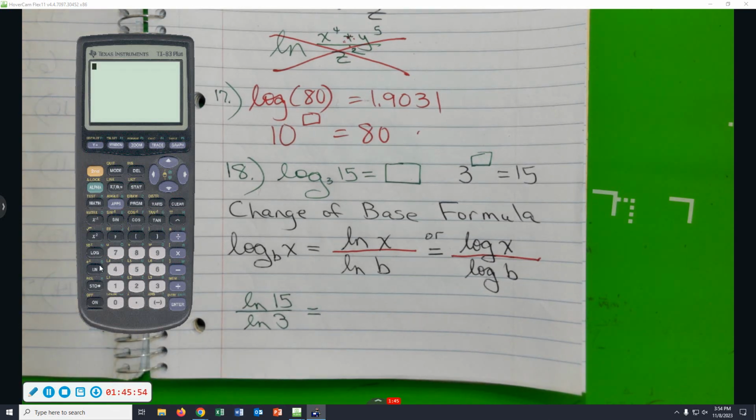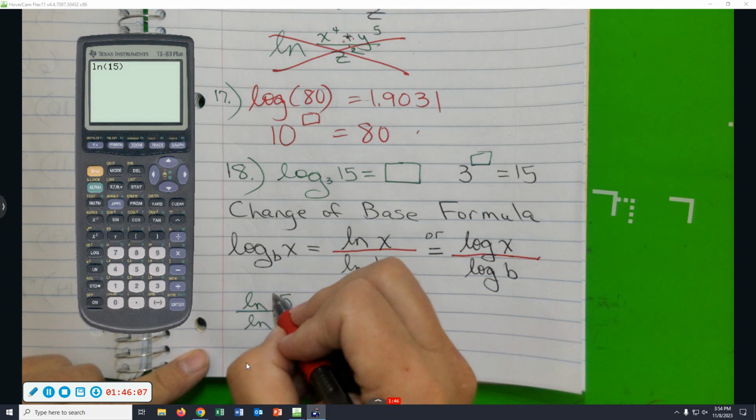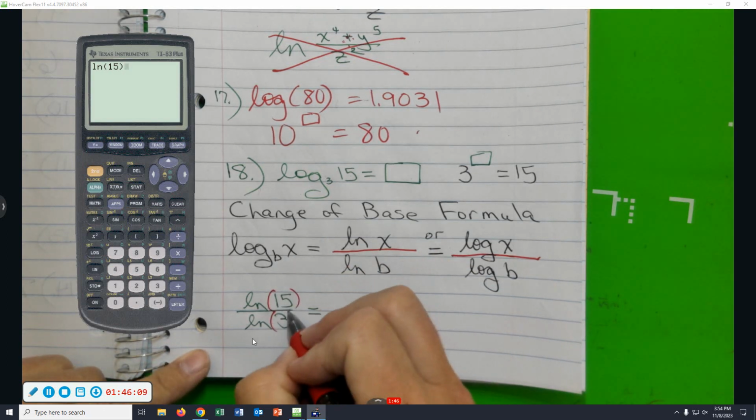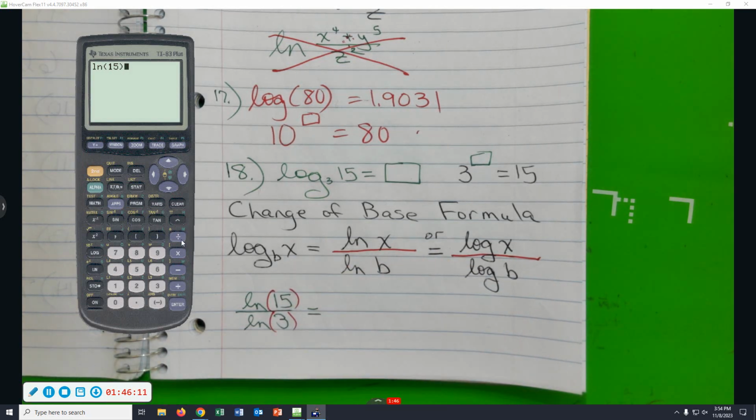So ln 15, watch out. When you punch in that 15, what are you going to have to do before you continue? Close the parentheses. So go ahead and put parentheses down here around these. If your calculator opens parentheses, you make sure you're closing them. Then divided by ln 3, close the parentheses, equals.